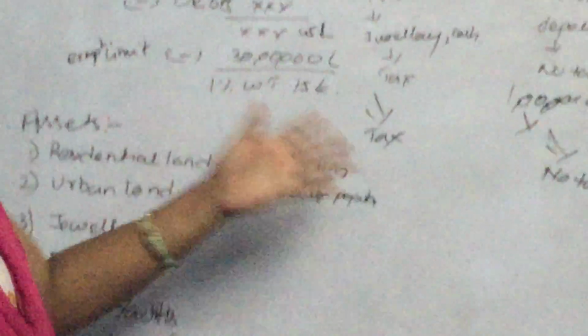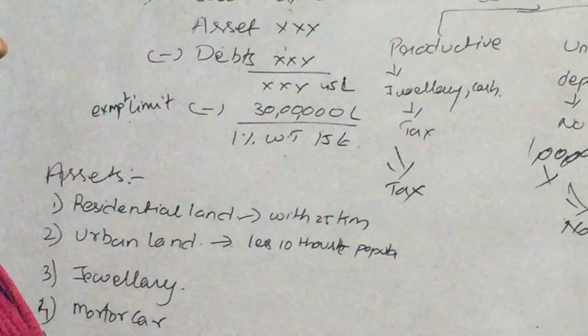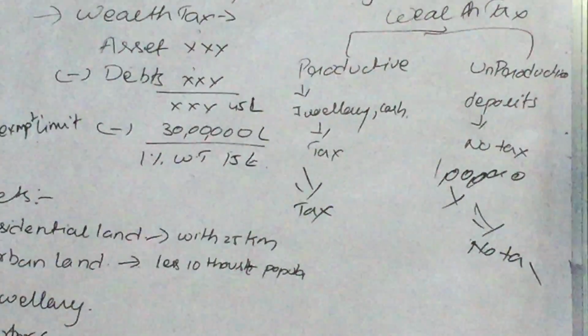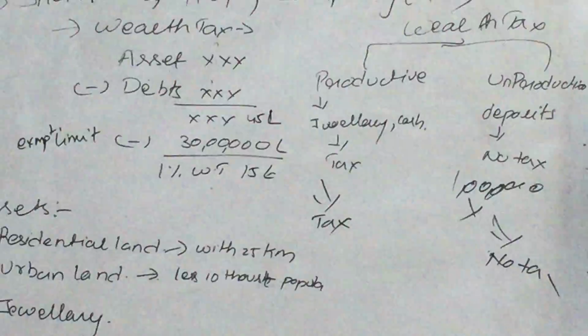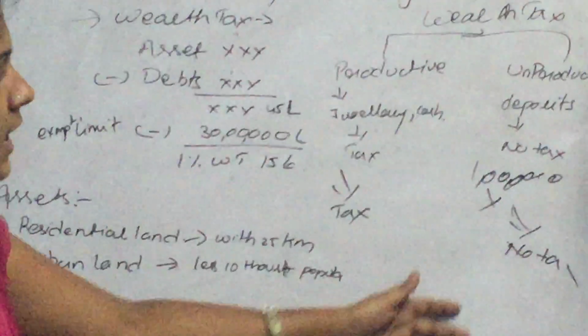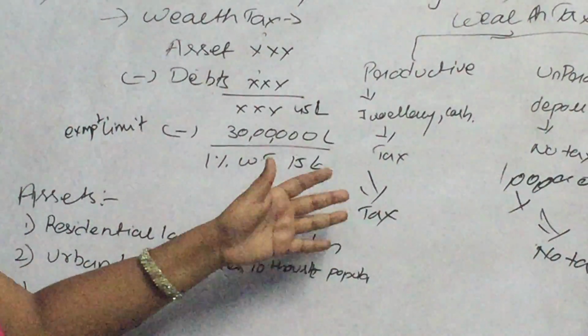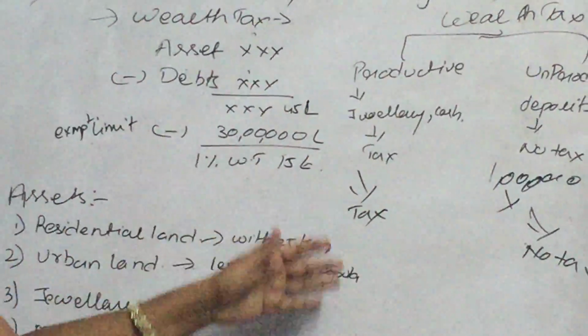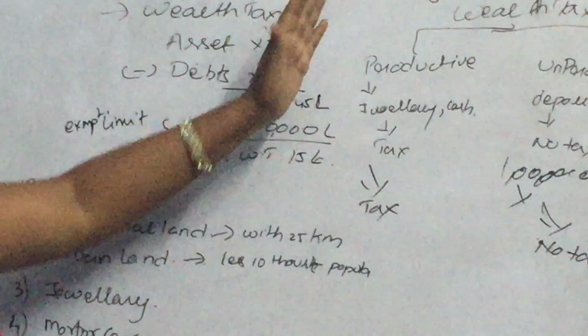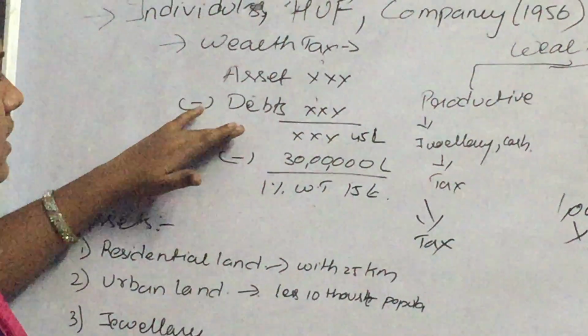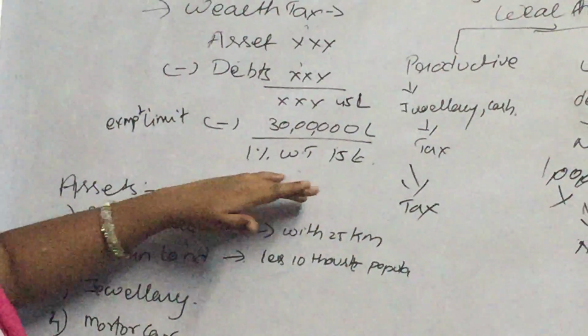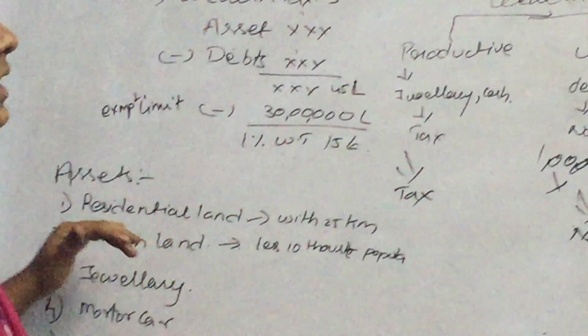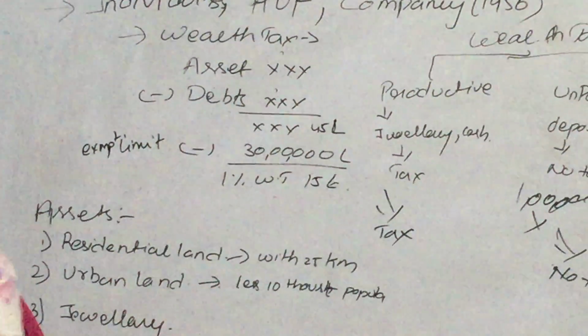On the 50,000 I'm keeping, is there any use for society? No use. If I'm keeping it in banks, is it used for society? Yes, indirectly it is useful for society, so there is no tax. Here, directly it is not useful for society, and here I need to pay the taxes. So wealth tax means assets minus debt, minus the exemption limit, then you charge 1% wealth tax payable by the assessee to the government.